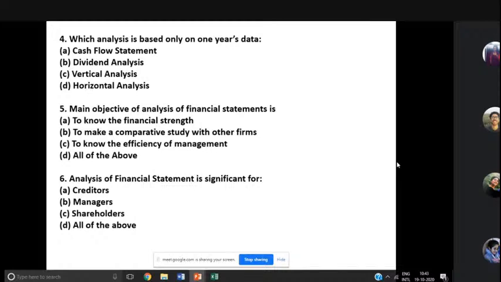Next. Which analysis based only on 1 year's data? Tell me the answer. Vertical. Vertical analysis, very good. C is the answer.